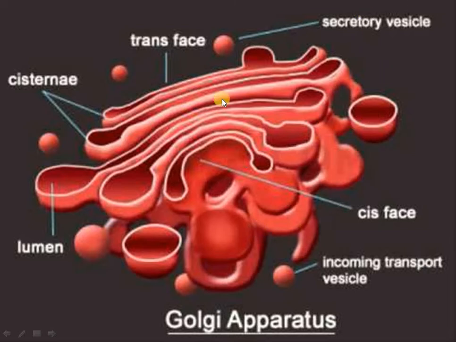Students, as you can see, there are two faces. This is the cis face, the front face of the Golgi apparatus, and this is the back side of the Golgi apparatus, known as the trans face. This cis face will be towards the endoplasmic reticulum. Means this will be facing towards the endoplasmic reticulum and the trans face will be towards the plasma membrane.